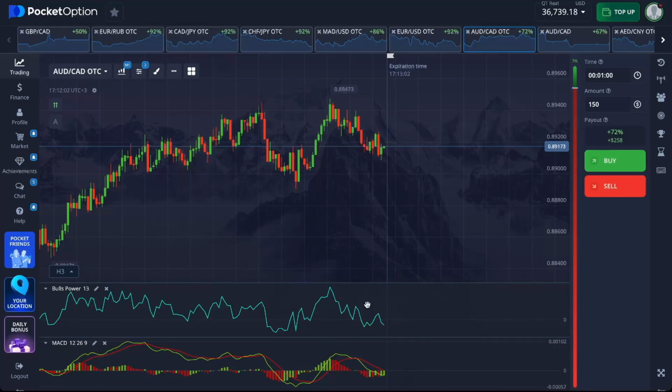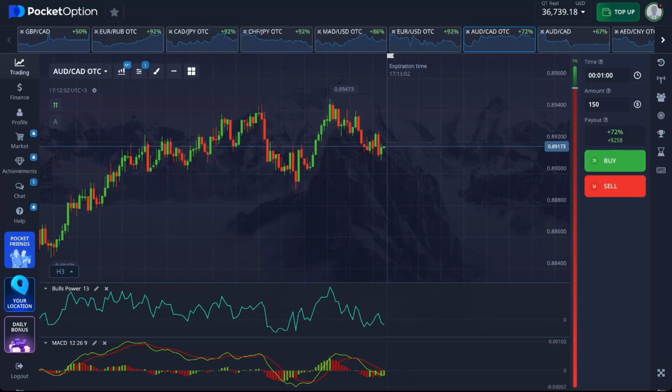MACD is my favorite tool for catching trends. It consists of two lines. Here there's a green line and accordingly a red one. Here they are. The green line is the MACD line, that's the fast line, and the slow line, the so-called signal line, is red. If you see that the MACD crosses the signal line from below upwards, then we should open a position to go long. For example, at this point, if you see that the green line crosses the signal line from above downwards, then we should open a position to go short.